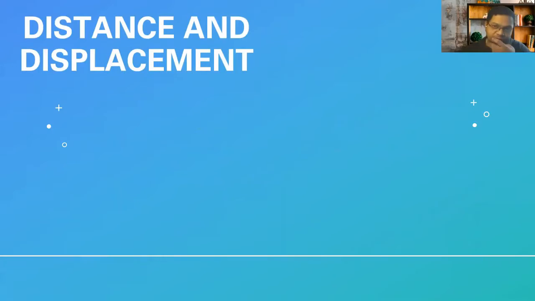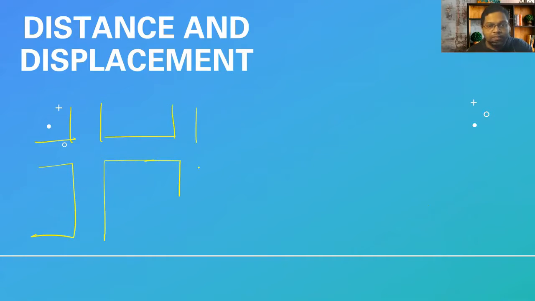Distance and displacement. Now imagine, like when you're watching Google Maps on your phone, you see this, and there are blocks, like roads. Say for example you leave from your house over here, position A, and you have to reach your friend's home, that is position B. So you will go here, you will take a right, and then you will take a left.